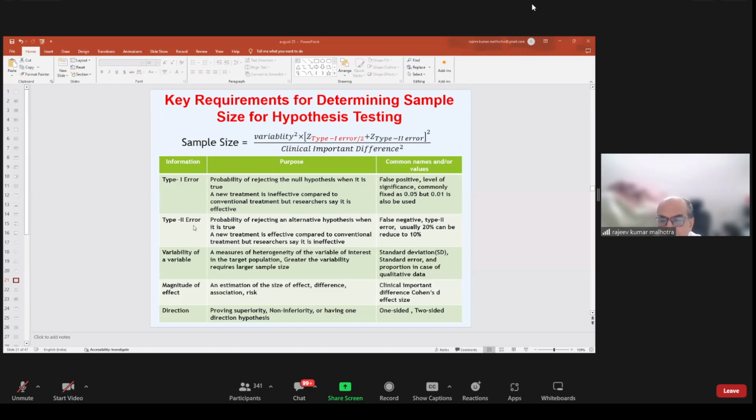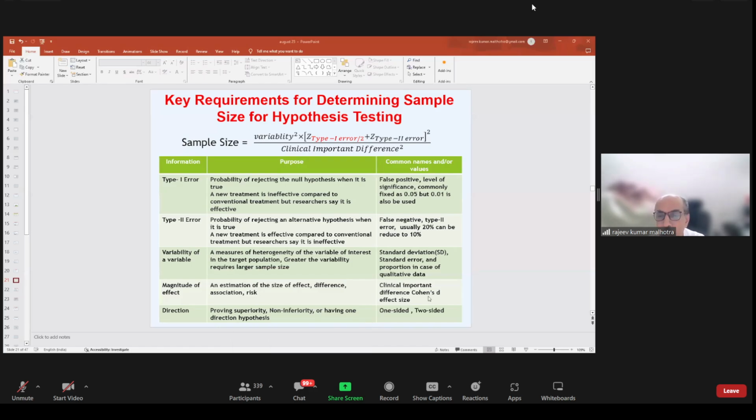In diastolic blood pressure, if it is reduced by 5 units, that may not be clinically important, but if it is reduced by 10 mg, it may be. So in that case, 10 units. So you have to decide beforehand what your clinically important difference is.